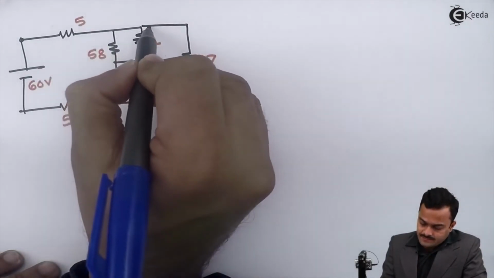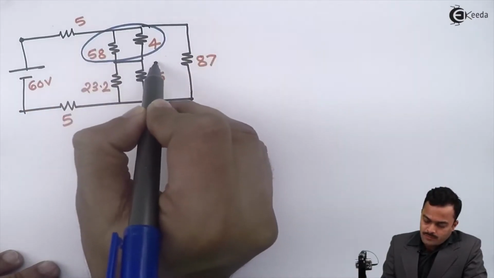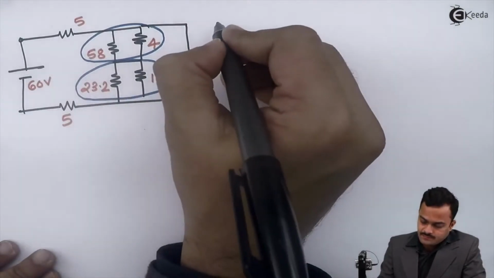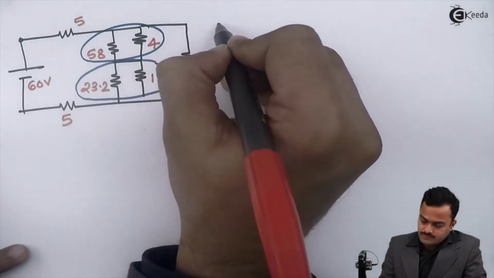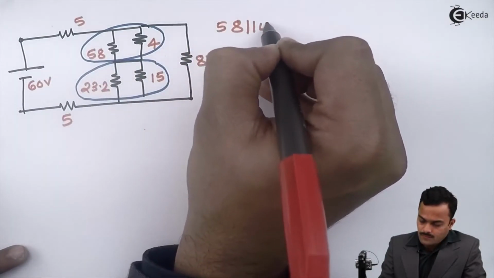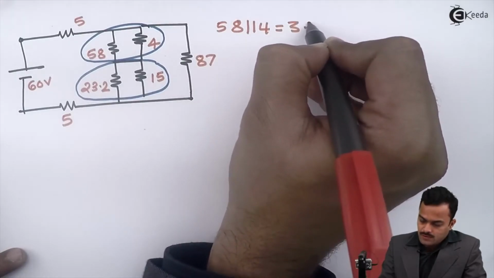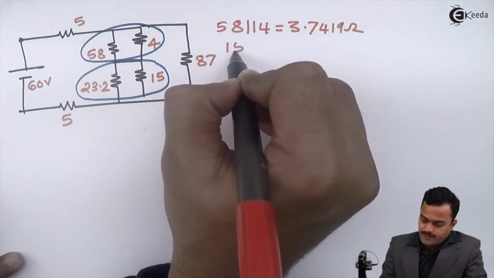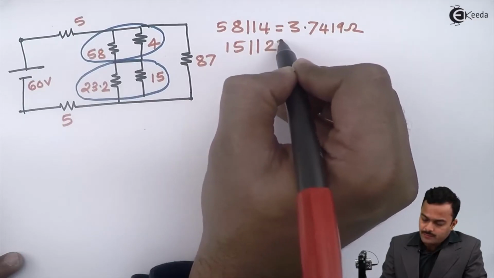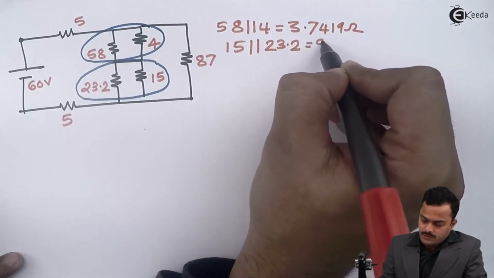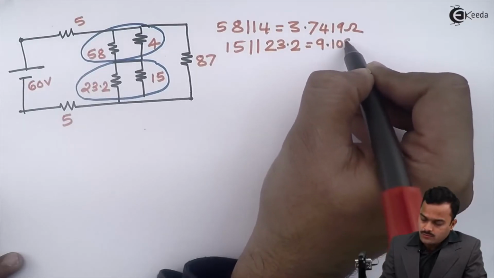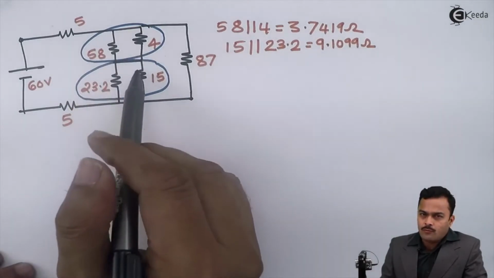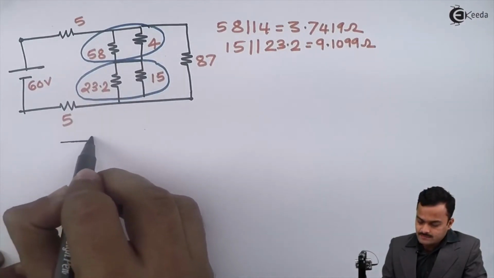So as I said earlier, there are two parallel combinations I am getting. So the equivalent I will get: 58 parallel with 4, the answer you will get 3.7419, and 15 you are getting parallel with 23.2. The answer will be 9.1099 ohm. So reducing these two combinations into one, I will get circuit like this.